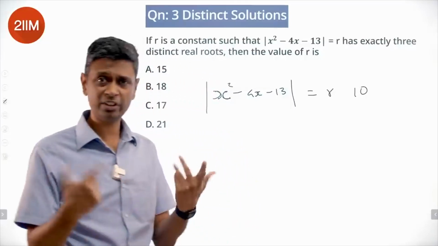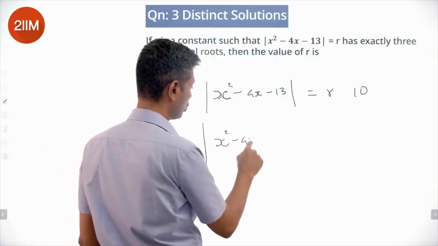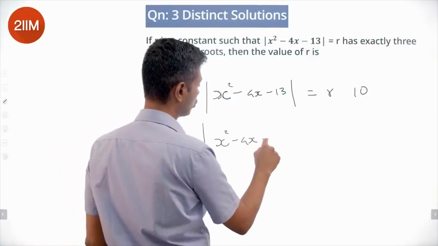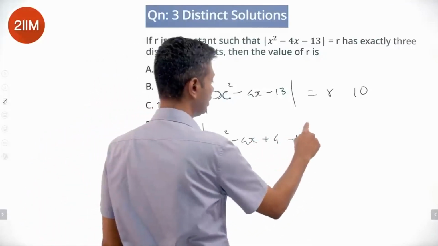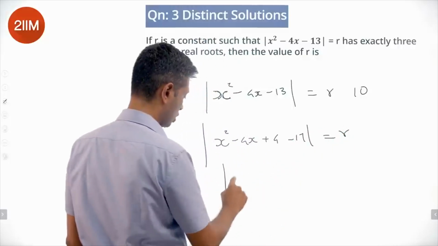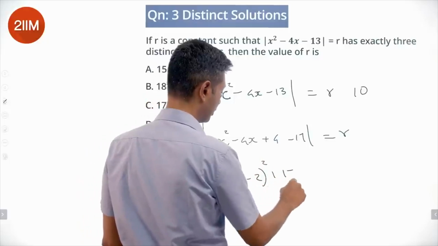Right, so let's simplify this then. So let's complete this square. X square minus 4x plus 4 is x minus 2 whole square. Minus 17 equals R. Or modulus of x minus 2 whole square minus 17.